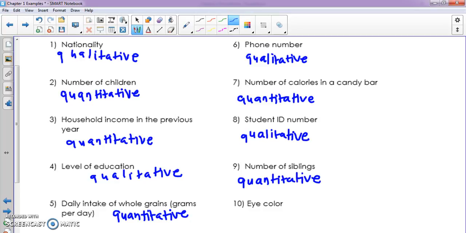And lastly, we have eye color. In this case that is a characteristic or an attribute of a person, so we're talking about a qualitative variable here. So that's basically the description of qualitative and quantitative variables.